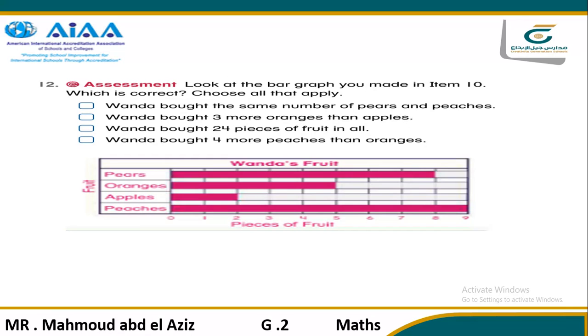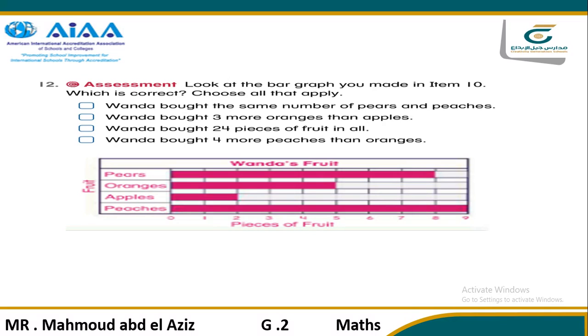What about the second one? There are 3 more oranges than apples. How many oranges do we have here? Excellent, 5. How many apples? 2. So 5 minus 2 equals 3. Excellent. So we will choose this one.